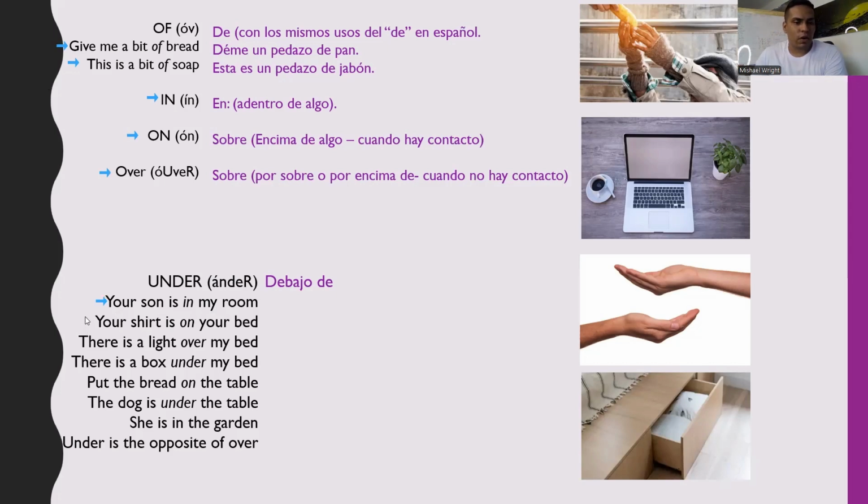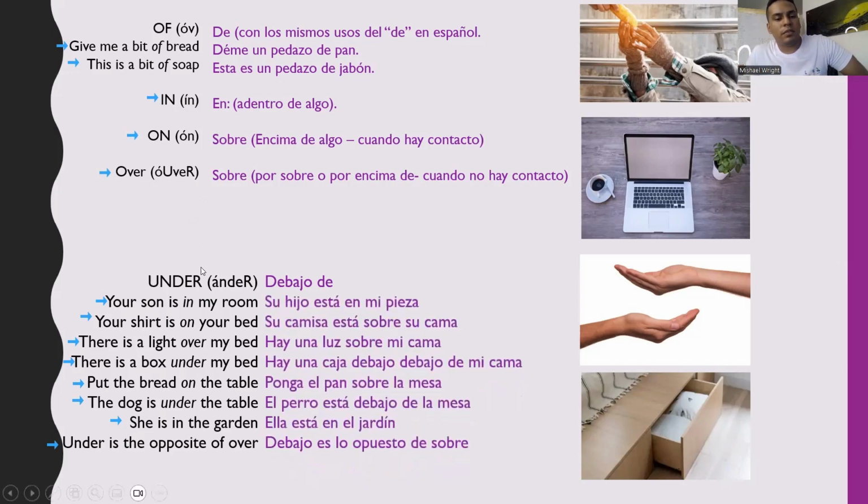Your shirt is on your bed. There is a light over my bed. There is a box under my bed. Put the bread on the table. The dog is under the table. She is in the garden. Under is the opposite of over. So let's try to translate them in our head. So that would be something like this, right? So let's check the other upcoming slide.